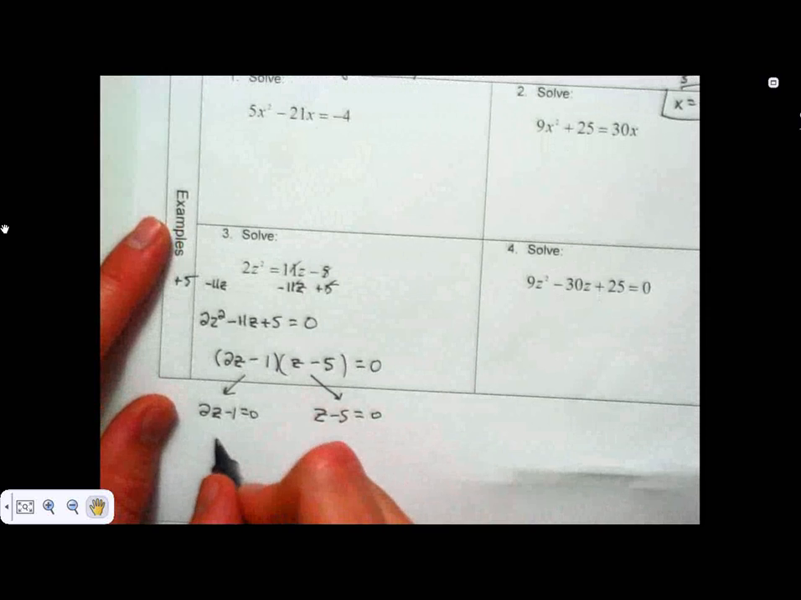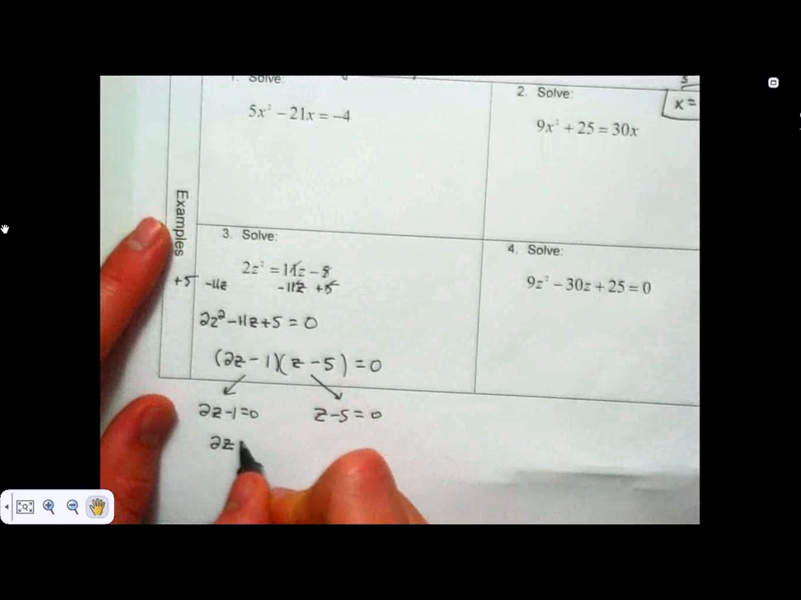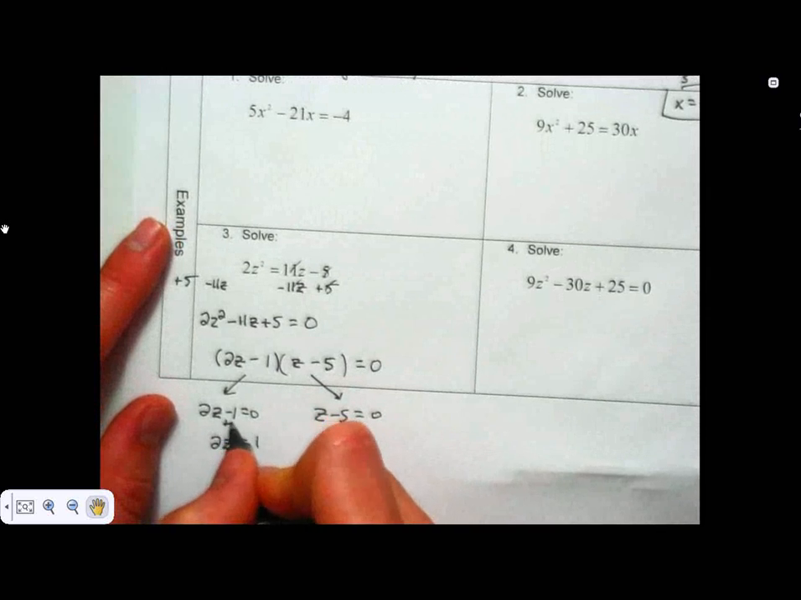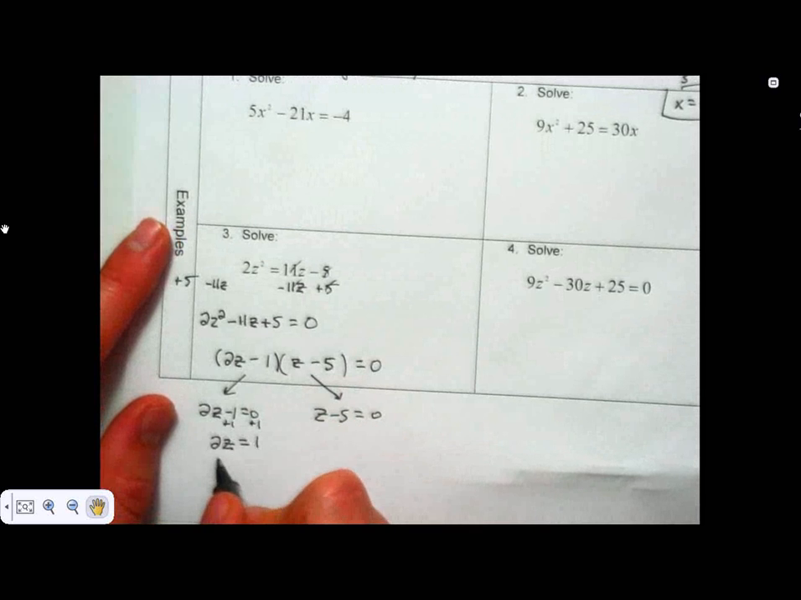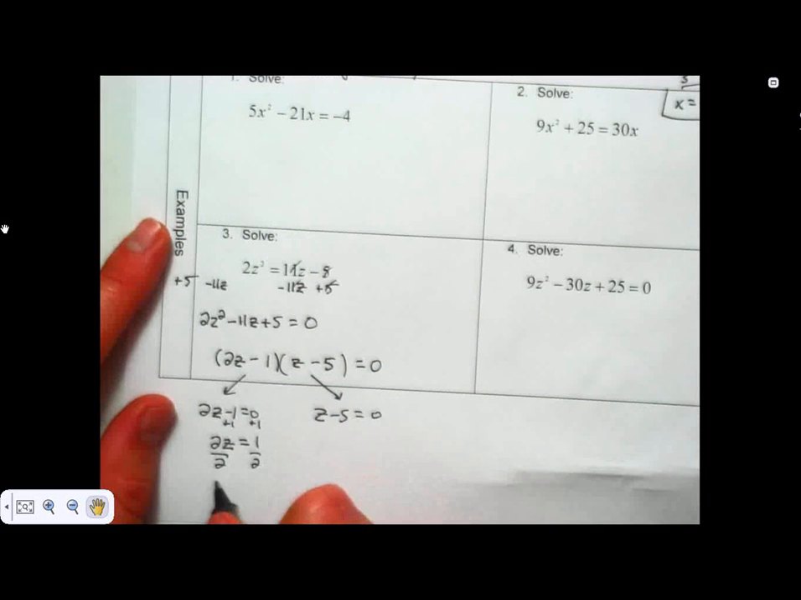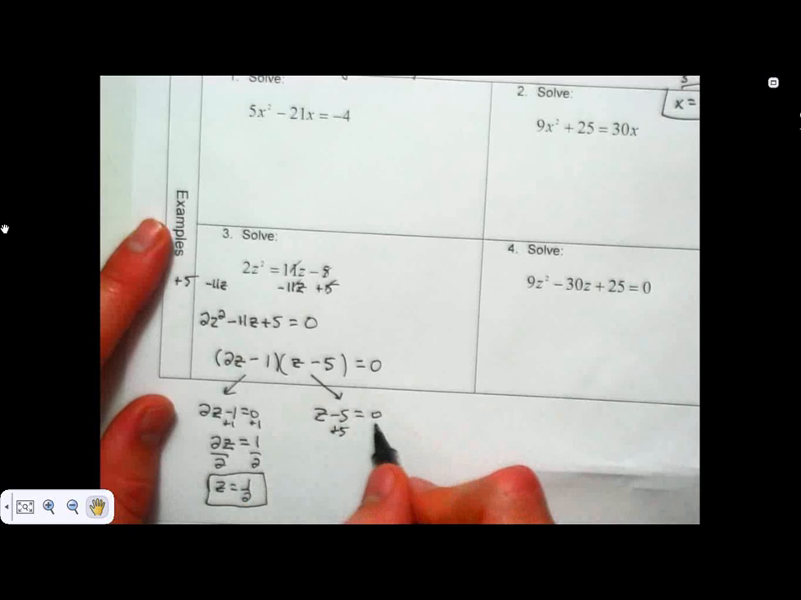And so the answer for the first one, well, we've got 2z equals 1 if we add 1 to both sides. And if I divide both sides by 2, we get z equals 1/2. So that's one answer. And then the other one, if we add 5 to both sides, we get z equals 5 as our second answer.